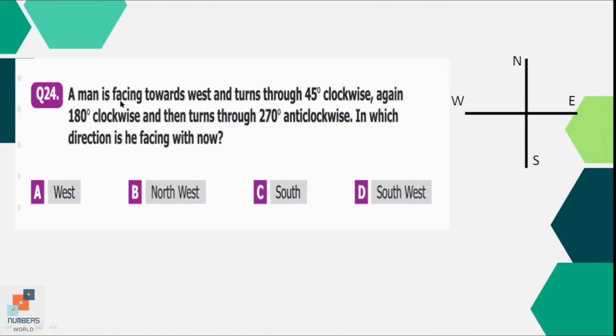Question number 24. A man is facing towards west and turns through 45 degrees clockwise. Again 180 degrees clockwise and then turns through 270 degrees anti-clockwise. In which direction is he facing now?